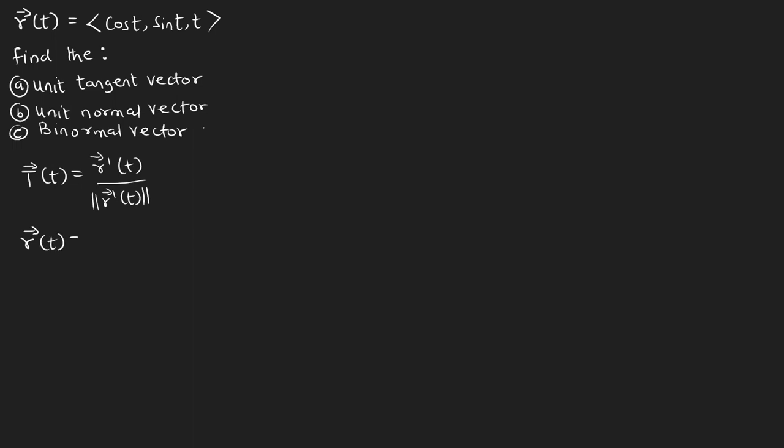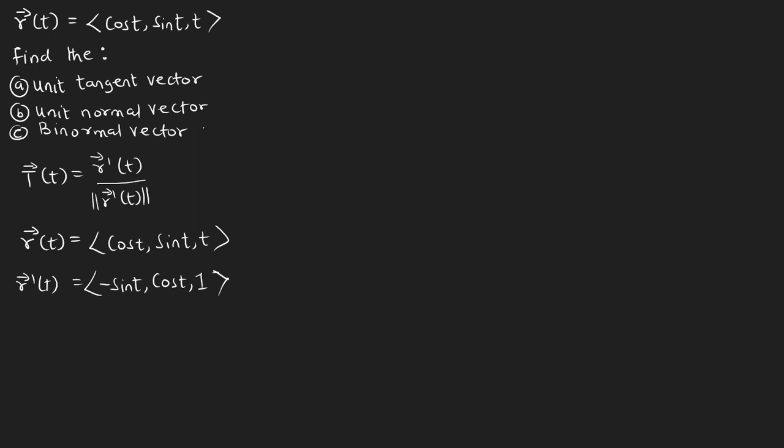This is the vector function here, which is equal to cosine of t, sine of t, and then t. So now let's differentiate this vector function. That gives us r prime of t. When I differentiate cosine of t, that gives me minus sine of t. And when I differentiate sine of t, that gives us cosine of t. And when I differentiate t, that gives us 1. So now I have the first derivative of the vector function.